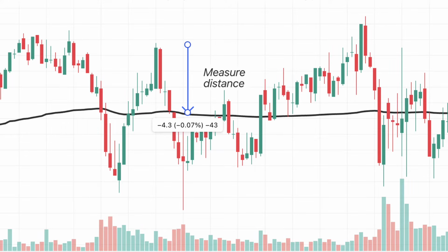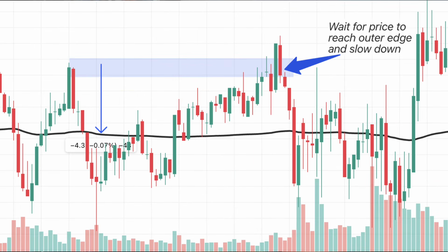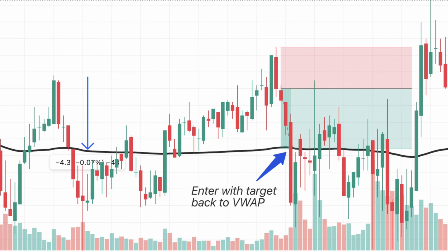Here are the steps for execution. Number 1, measure the typical distance that price extends from the VWAP before reverting, e.g. look for zones of prior reversals. Number 2, you'll wait for price to reach those outer edges and slow down. And number 3, look for confirmation like a reversal candlestick pattern, e.g. a pin bar, engulfing candle, and also a drop in momentum. You'll enter with a target back to the VWAP and place your stop just beyond the recent swing high or low.